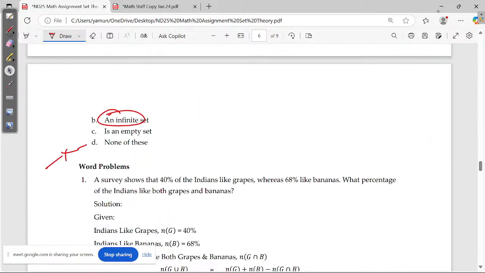So simple objective problems are done. Now we have to go for word problems. We'll continue after the break.